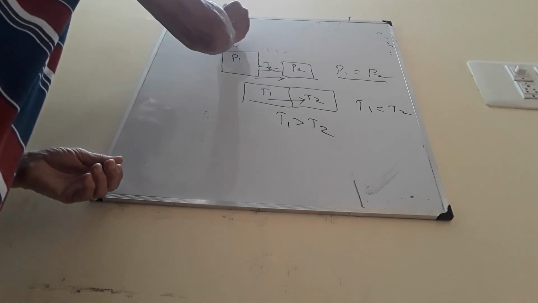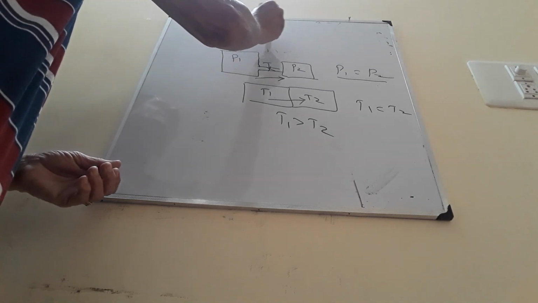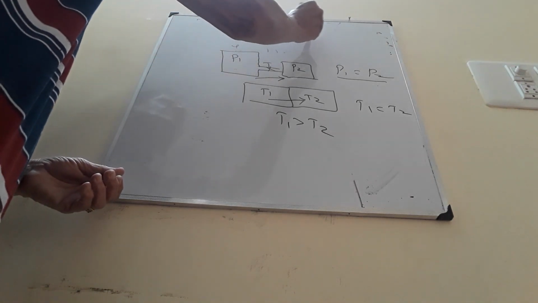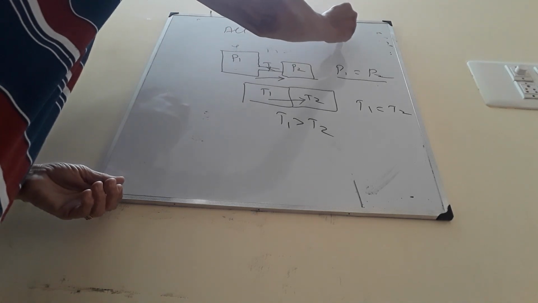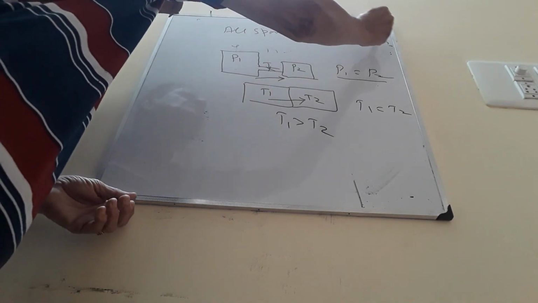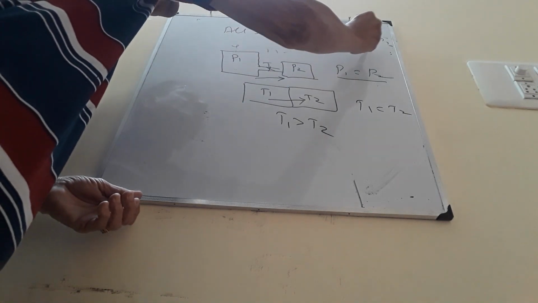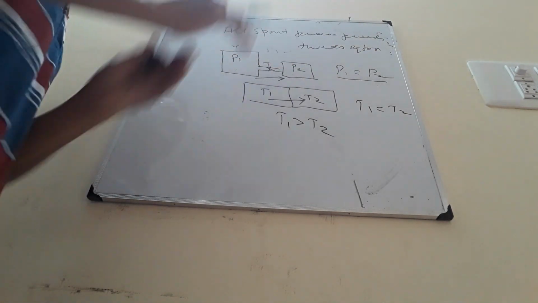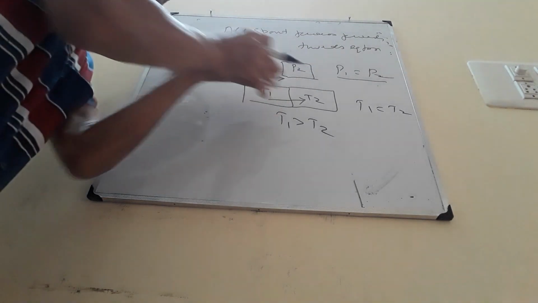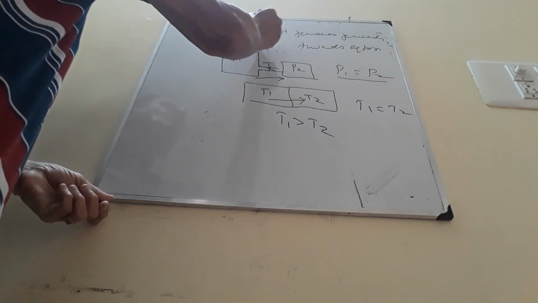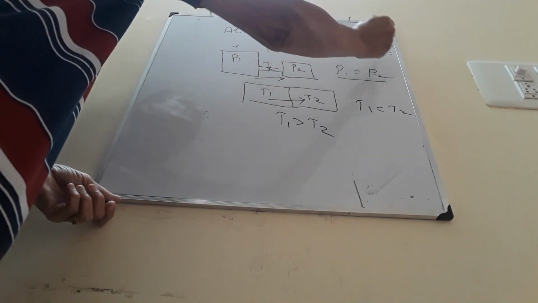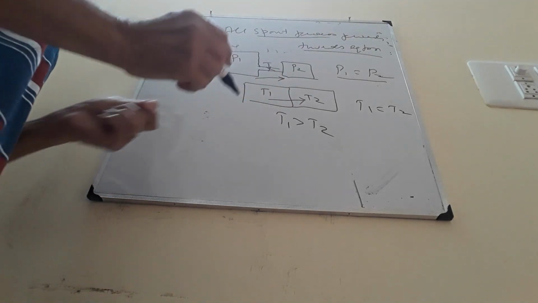All spontaneous processes proceed towards equilibrium. It goes from high pressure to low pressure automatically. Similarly, high temperature to low temperature automatically. It's a spontaneous flow. All spontaneous processes proceed towards equilibrium.